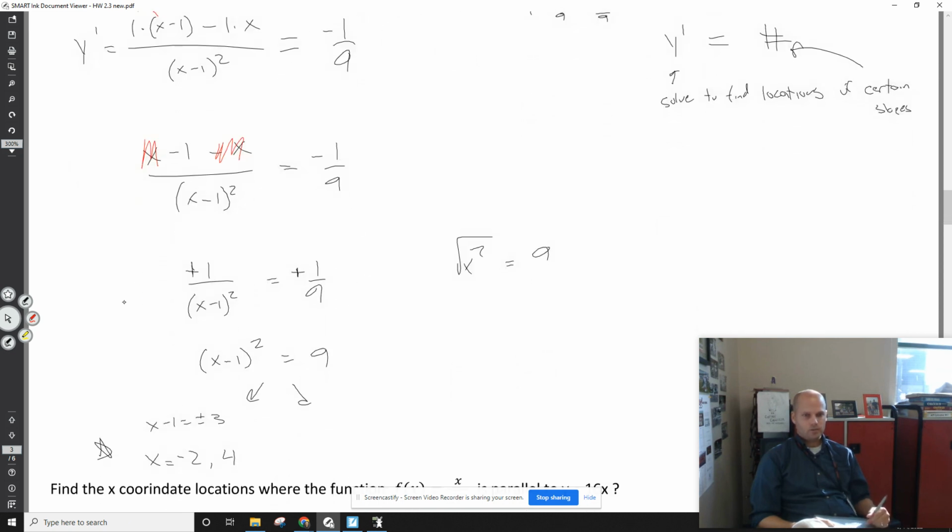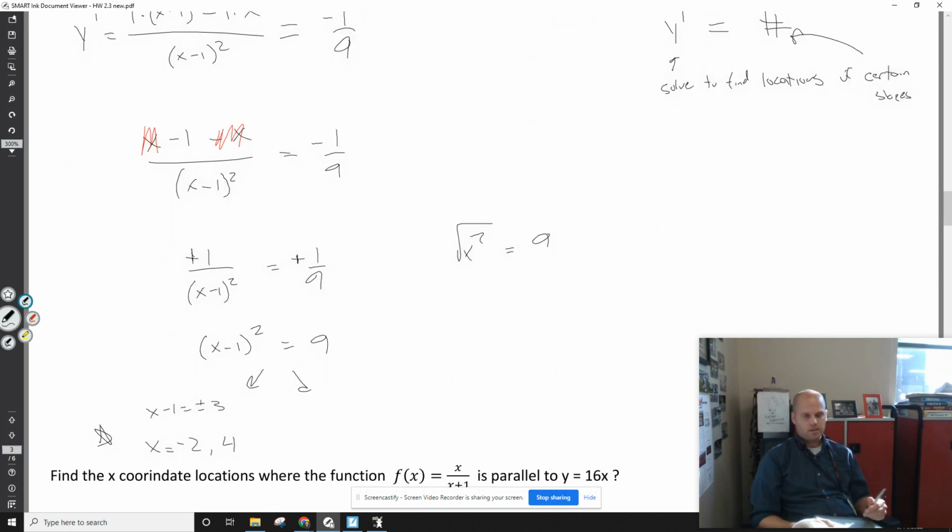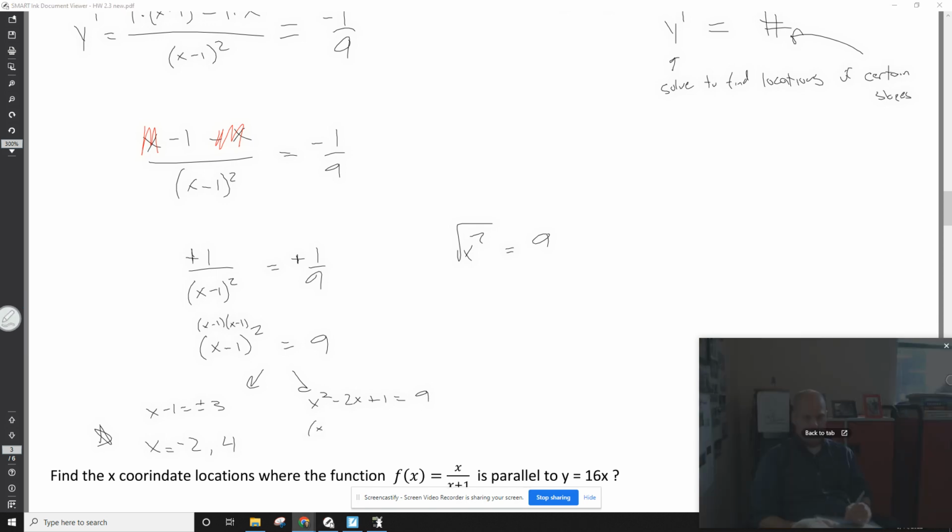But we're not done yet because we're asked to find the equation of the lines, not just the locations. The other way to do this is to distribute the x minus 1. Make sure you do it correctly. Write it as x minus 1 times x minus 1. Distribute everything. You get x squared minus 2x plus 1 equals 9. And now since we have a quadratic with x squareds and x's, move everything onto one side, set it equal to 0, factor to solve.